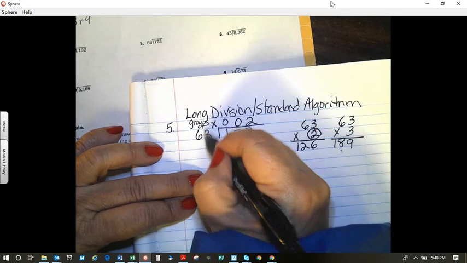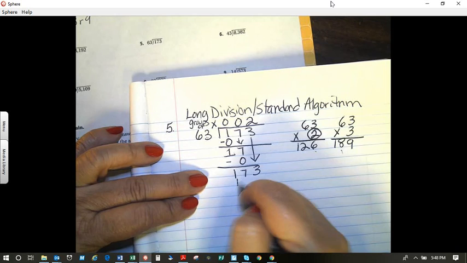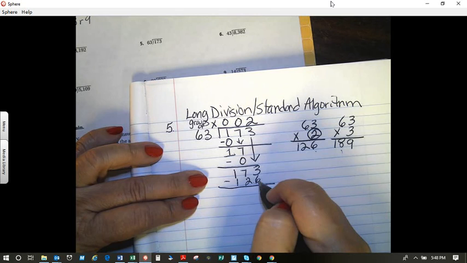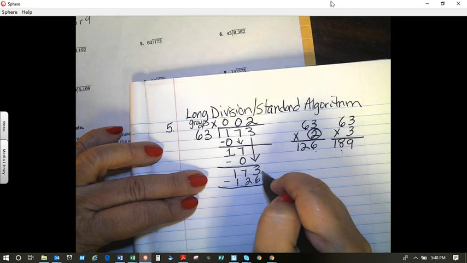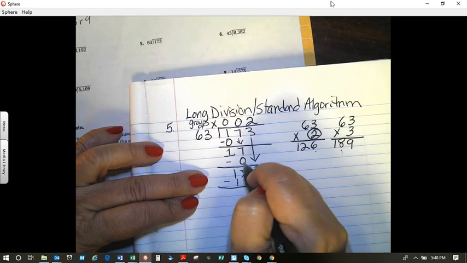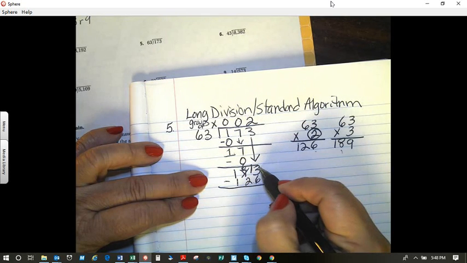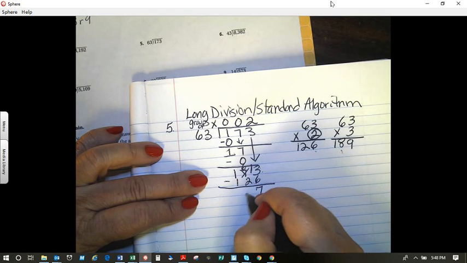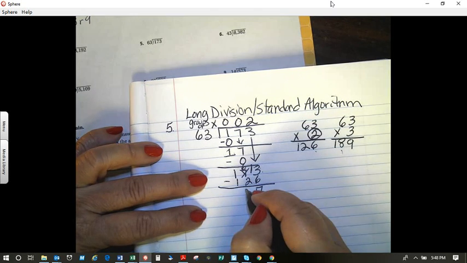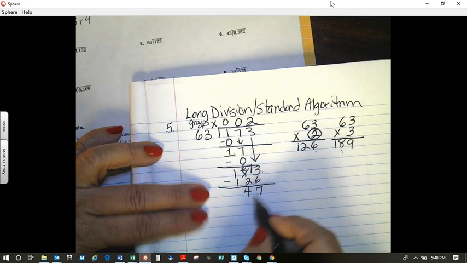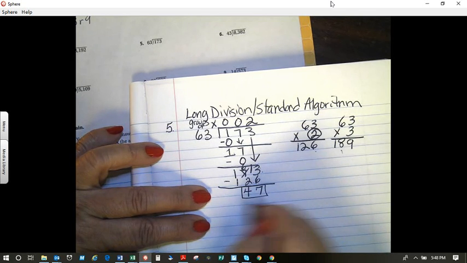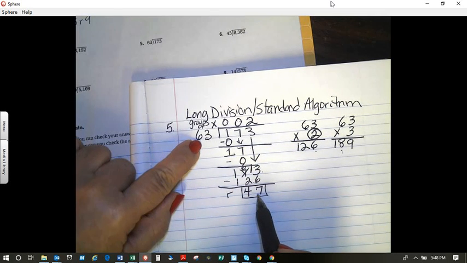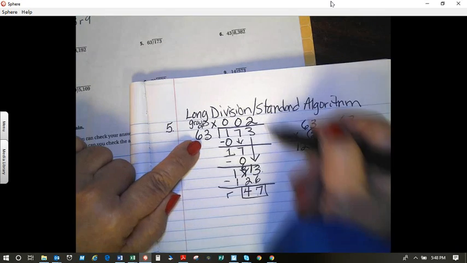2 groups of 63 equals 126. And now I'm going to subtract that out. I cannot take 6 from 3, so I'm going to regroup. 13 minus 6 equals 7. 6 minus 2 equals 4. Very good. And so my remainder is 47. Is 47 less than my divisor? Yes. So I can stop. I have nothing else to bring down.